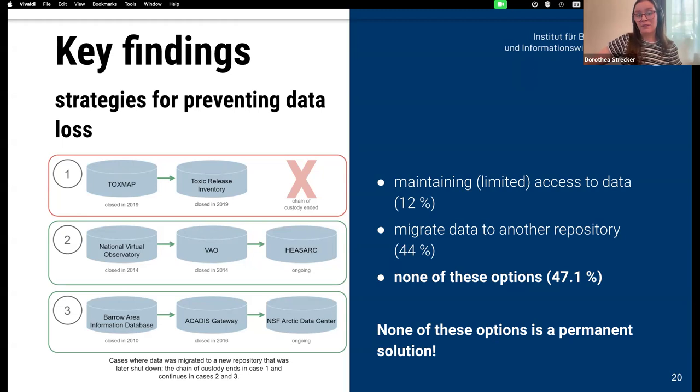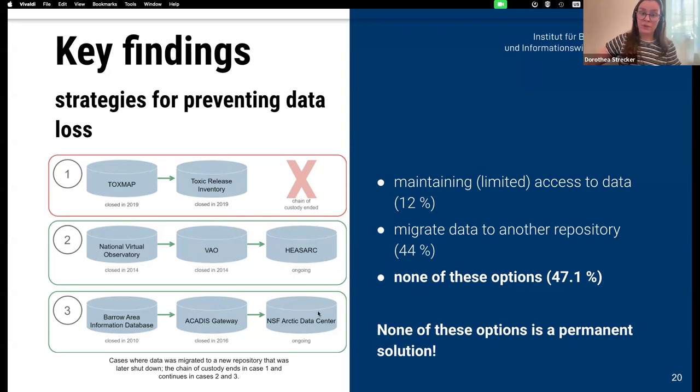And the data also showed that in some cases, which is shown here in this graphic, datasets were migrated several times because the repository that took over custody of the data was later also closed. And in one case, we observed the chain of custody ended because we found no evidence of a further data migration. But in other cases, the data was migrated again and the chain of custody continued.